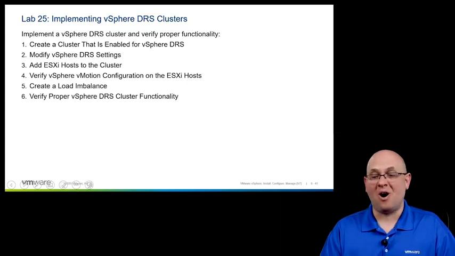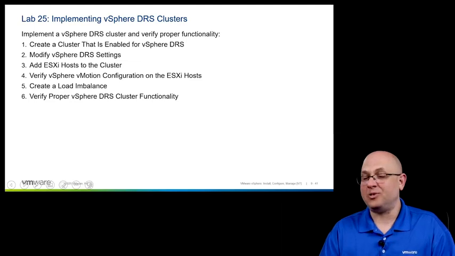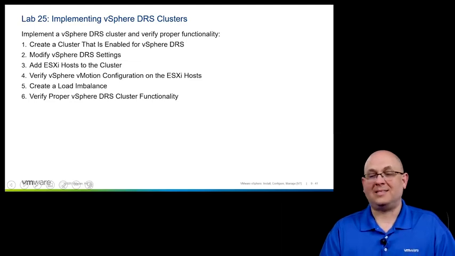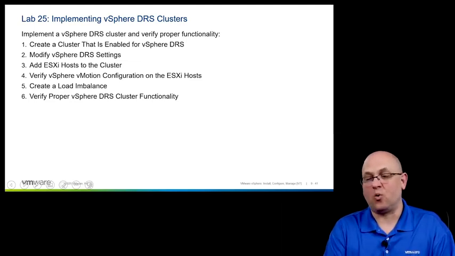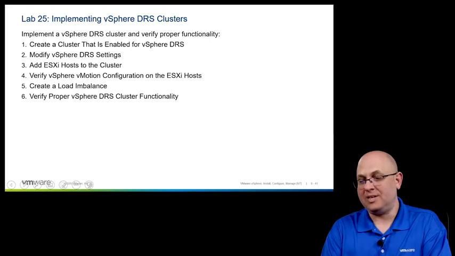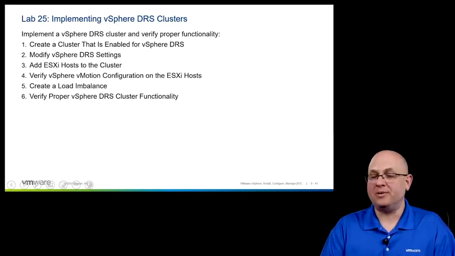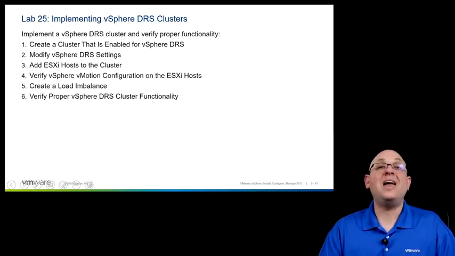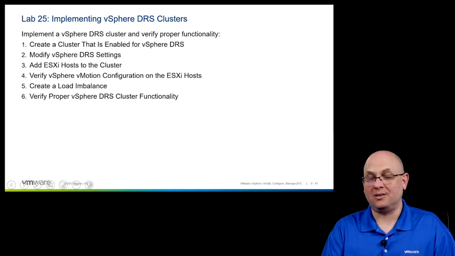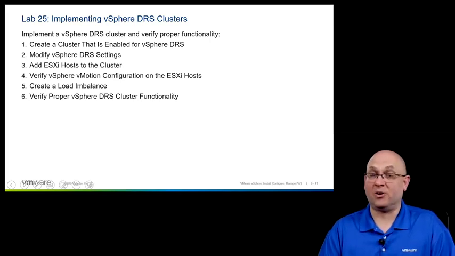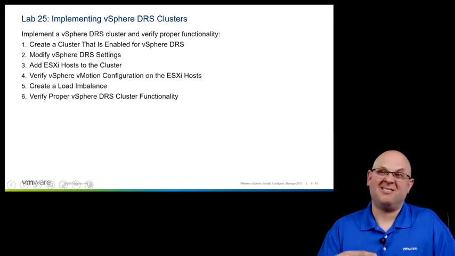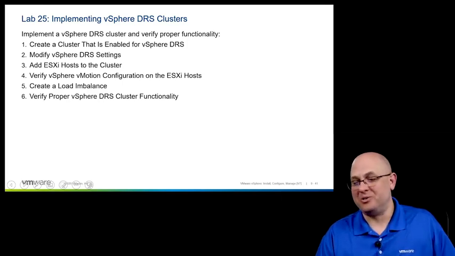Well, that does it for our discussion on DRS. And we've got a great lab number 25 coming up here that says, first thing we're going to do is we're going to create the cluster, enable it for DRS. We're going to play with some of those DRS settings. Then we're going to add some hosts to our cluster. We're going to make sure that vMotion is working on all the hosts first, okay? Because DRS is really no fun without vMotion.